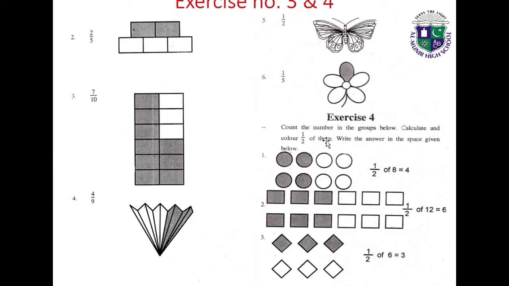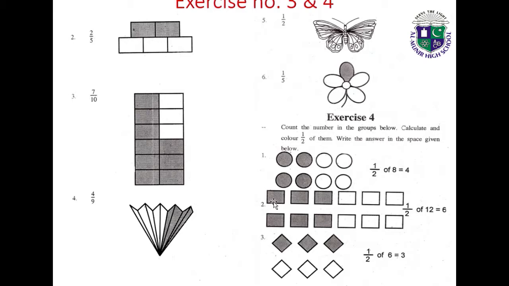Exercise 4. Count the number in the groups below, calculate and color 1 by 2 of them. Write the answer in the space given below. 1, 2, 3, 4, 1 by 2. 1 by 2 of 8 equals 4. 4 plus 4 is 8. 2 ones are 2, 2 fours are 8, 4 ones are 4.